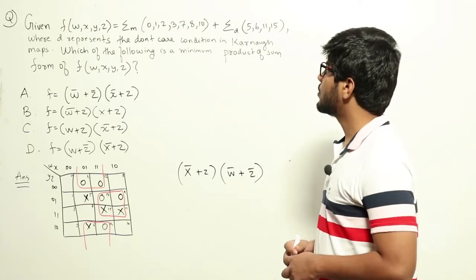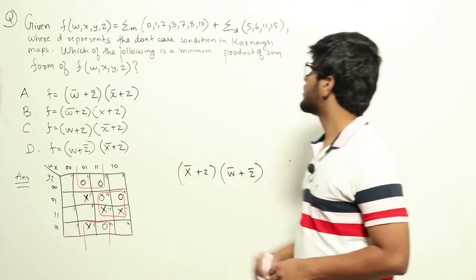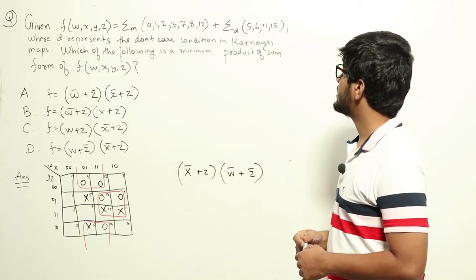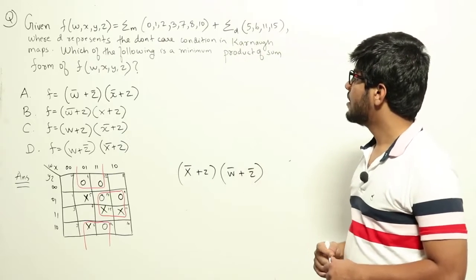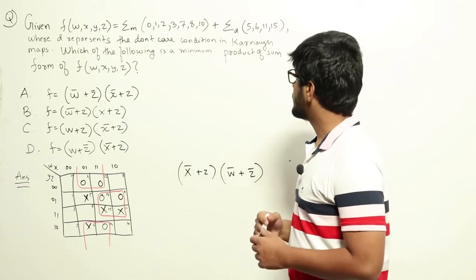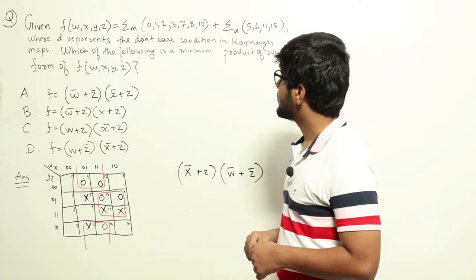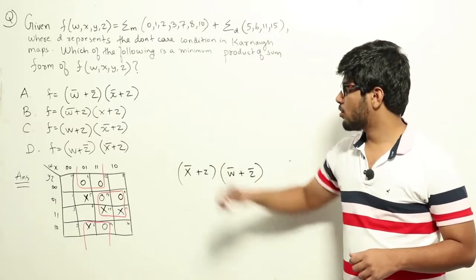Given f of w x y z equal to sigma m of 0, 1, 2, 3, 7, 8, 10 plus sigma d of 5, 6, 11, 15, where d represents the don't care condition in Karnaugh maps. Which of the following is a minimum product sum form of f of w x y z? And we have been given 4 options.